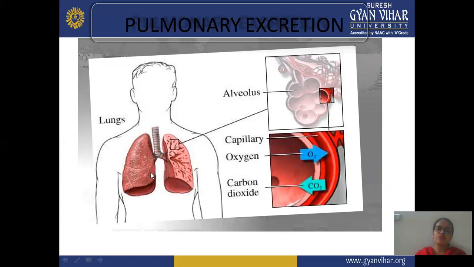It's a picture of the lungs with alveoli present, a cross-section of the alveoli, and a capillary. In the capillary, oxygen is taken up and carbon dioxide is removed, and with this process of CO2 and O2 exchange, the drug is excreted by the lungs, by the pulmonary route. So this is regarding pulmonary excretion.